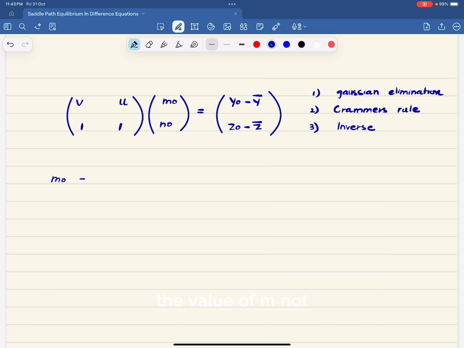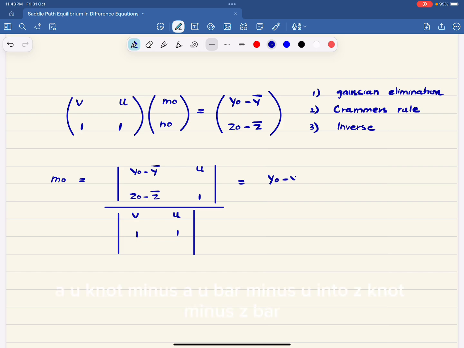The value of m naught is going to be the determinant of y naught minus y bar, z naught minus z bar, u, 1, over the determinant of v, 1, u, 1. In the numerator, we're going to have y naught minus y bar minus u into z naught minus z bar, over v minus u.